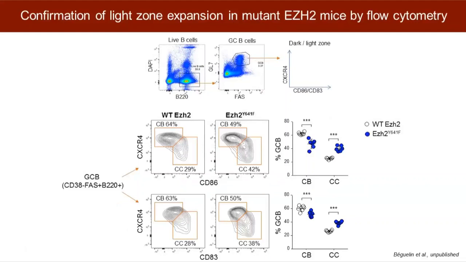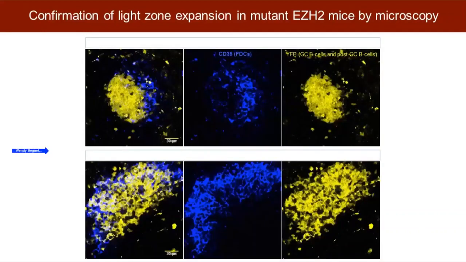While the ratio of centroblasts to centrocytes in normal mice is usually 2:1, mutant EZH2 germinal center B cells have a ratio closer to 1:1. We also confirmed the expansion of the light zone in mutant EZH2 mice by immunofluorescence confocal microscopy of spleen sections.